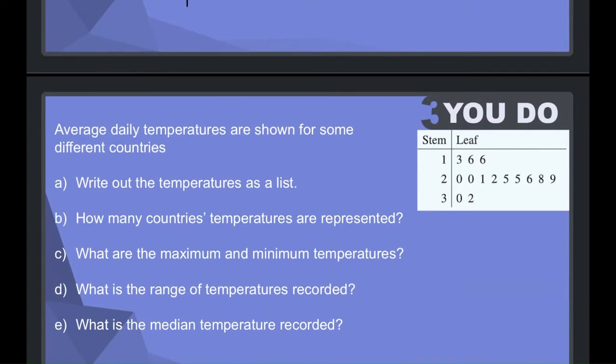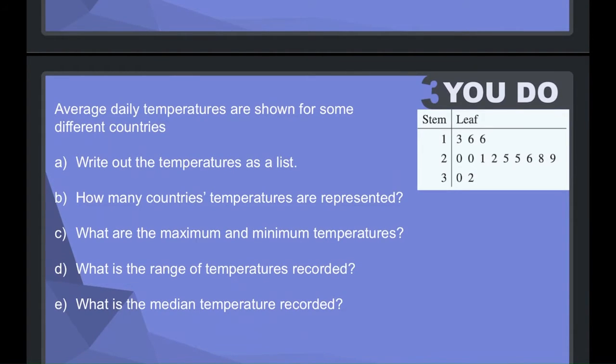Jumping into some questions now. We're going to answer these questions based on the stem and leaf plot there in the corner. I will give you guys some time to answer those. Pause here, and we'll go through the answers in a second.